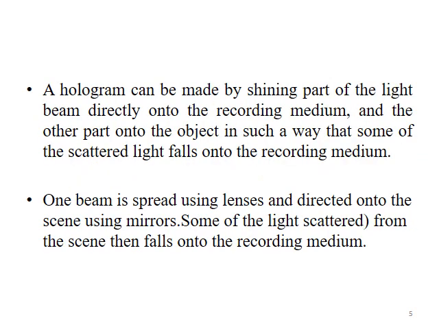A hologram can be made by shining part of the light beam directly onto the recording medium and the other part onto the object in such a way that some of the scattered light falls onto the recording medium. One beam is spread using lenses and directed onto the scene using mirrors. Some of the light scattered from the scene then falls onto the recording medium.